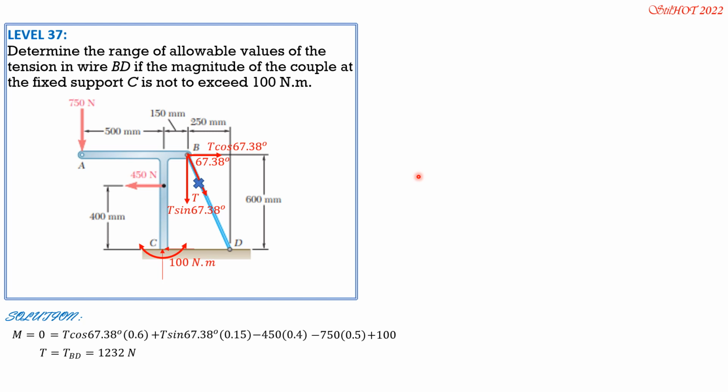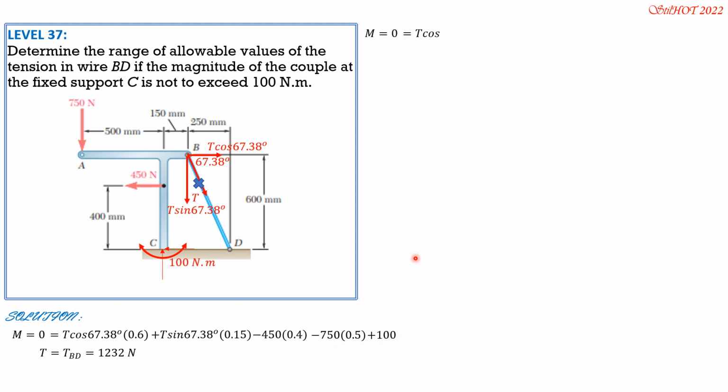That's the minimum. For maximum tension, the 100 Newton meter couple, the moment at C, fixed support should be opposite in sense or same sense as the moments of these applied forces. So counterclockwise. So the equation is the same except that this is minus 100.